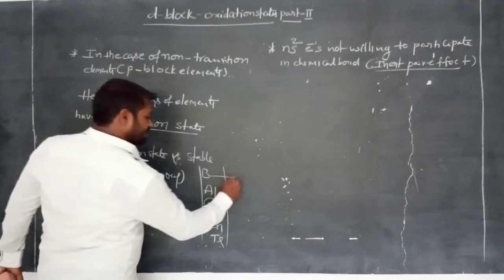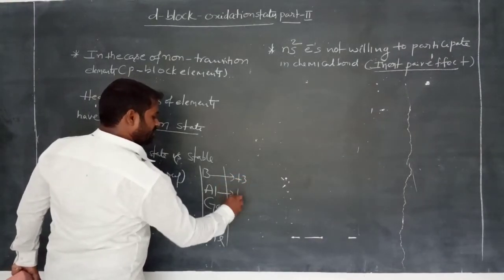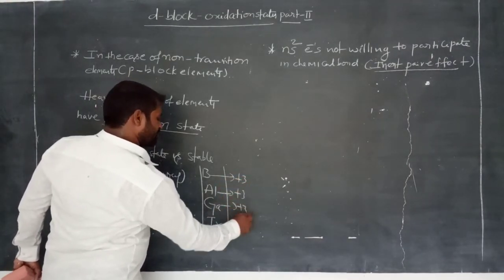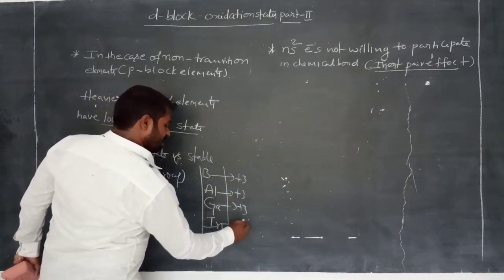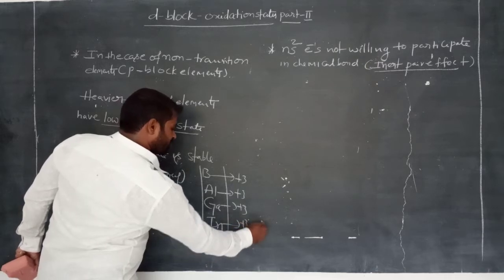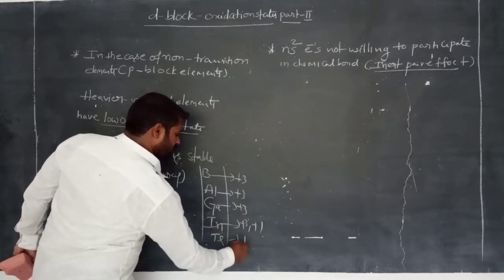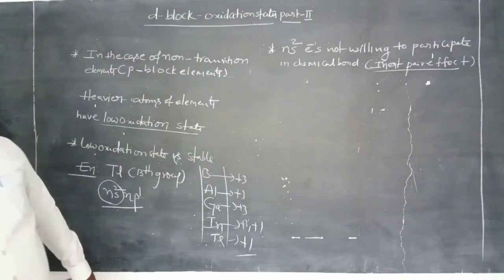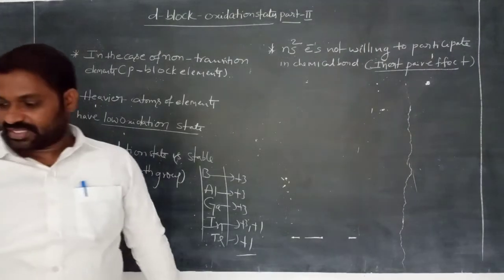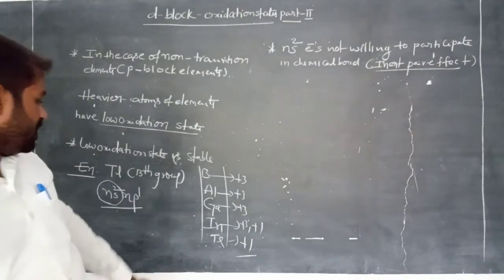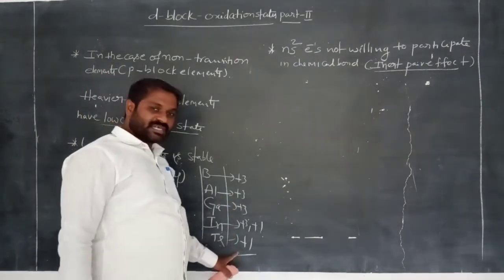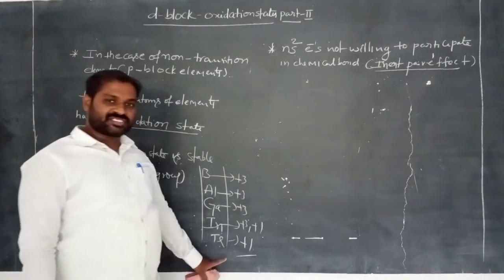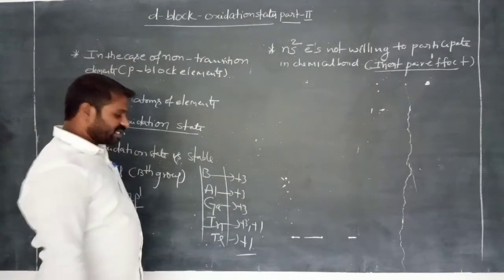So here it exhibits maximum +3. Here also it is +3. From here up to here it is +3 and +1. Here it is mostly +1 that it exhibits. Mostly it exhibits +3 oxidation state here. But in the case of thallium, it exhibits only +1 oxidation state. Why? What is the reason?